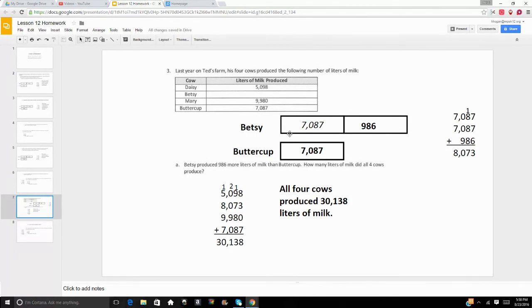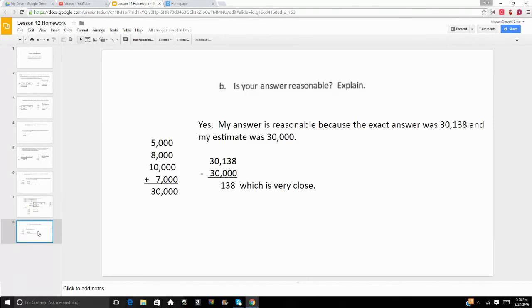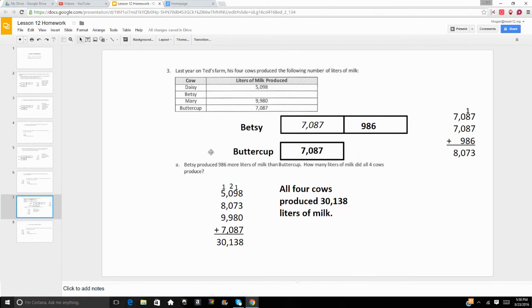So, what did I do? I thought I added those two together. I think I did this wrong because I have Daisy, 5,098, and I have Mary, and I have Buttercup. But I think I added too much here because for Betsy, I only needed to have one of these, correct? If you think about it. So I actually made a mistake, didn't I?